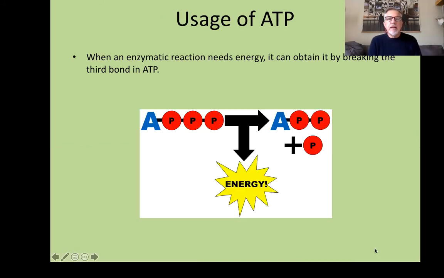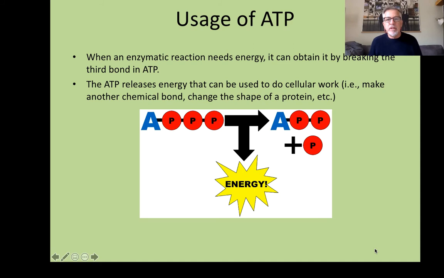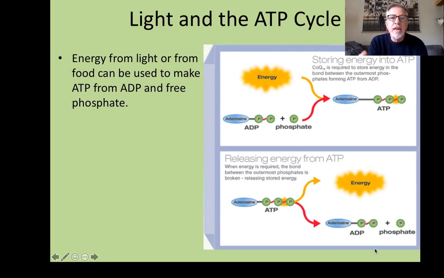When an enzymatic reaction needs energy, it can obtain it by breaking the 3rd bond in ATP. ATP releases the energy that can be therefore used to do what we call cellular work, which means to make another chemical bond or to change the shape of a protein, etc., etc. As a result, we now understand that ATP in the biological world can be made from 2 sources, light energy, as we've just seen in plants, or from food energy, as we saw during cellular respiration.